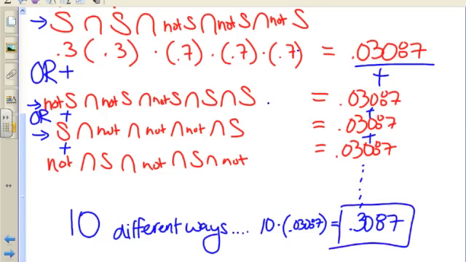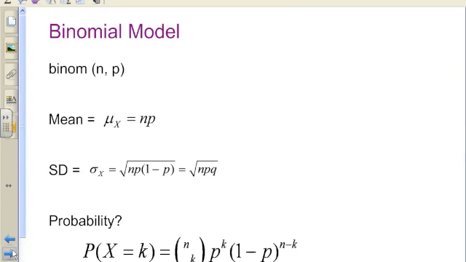The important thing that I want you to notice here is that we had multiple ways to organize this. So that means we're going to need a shortcut, because I don't know about you, but I don't want to have to figure out what all the different ways are so that I can count them and realize there are 10. There's got to be a shortcut. As a matter of fact, there is. That shortcut comes from understanding the binomial model.